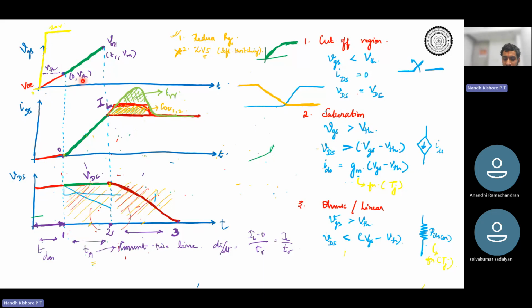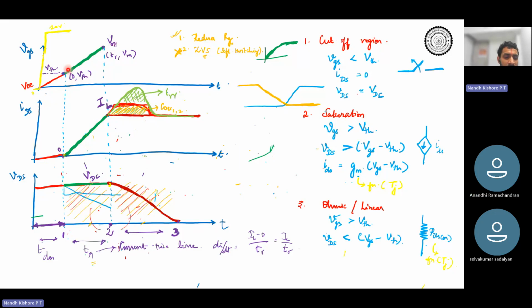So we assumed that for practical purposes, let's assume that the VGS increases linearly, right? As your VGS increases linearly, IDS, that's the channel current, gm times (VGS minus V threshold), would also increase linearly. Okay, so we assumed that this particular increase is linear.